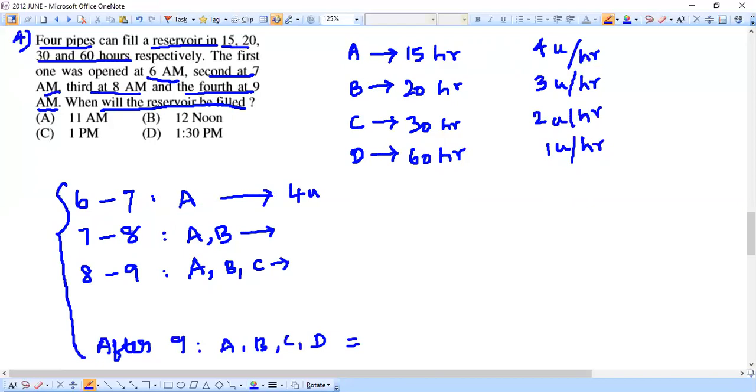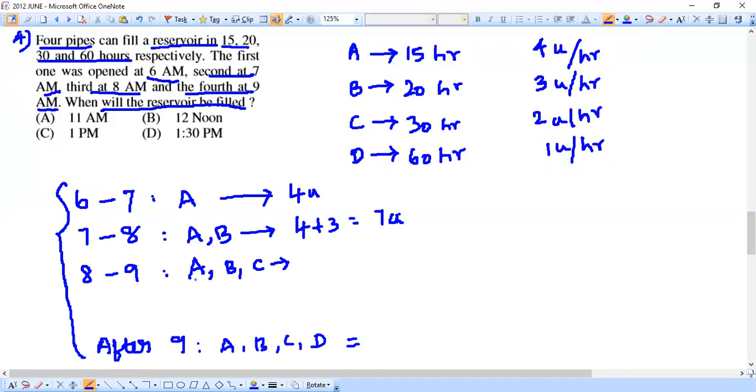We'll note it here. Next, what about the next 1 hour, 7 to 8? For the next 1 hour, both pipes A and B are working. Is it or not? So for this 1 hour, we have to take the efficiency of both A as well as B. So for 7 to 8, 4 plus 3, that is 7 units of work will be finished. Okay, 7 units.